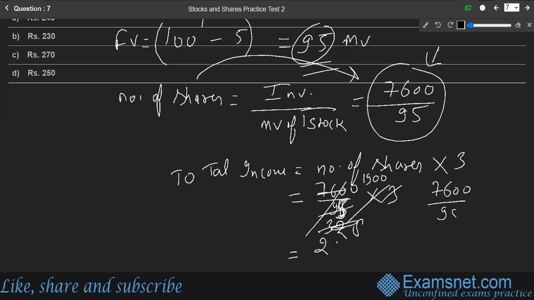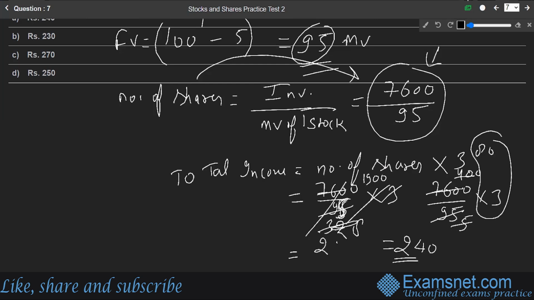7600 divided by 95 into 3. This was the calculation. So 95 needs to be cut. If we cut 95 by 19, 19 5s are 95, and 19 4s are 76. So it is 400 by 5. 400 by 5, if we perform, this is going to be 80, and 80 into 3, if you do, this is going to be 240.